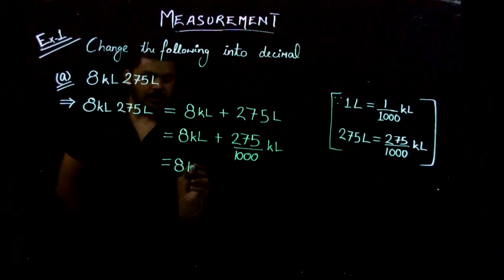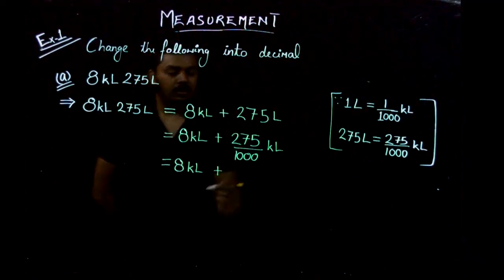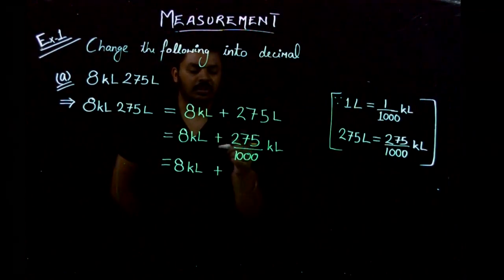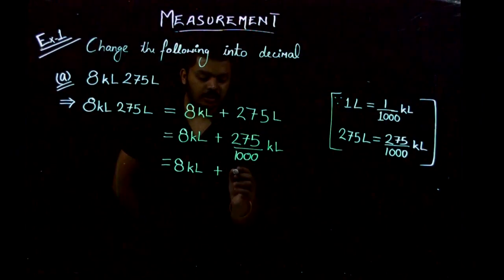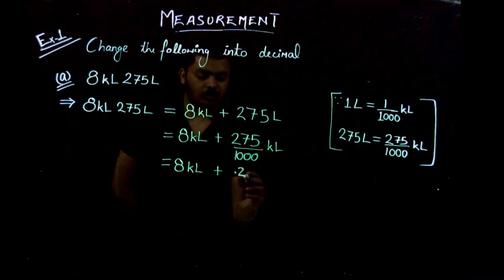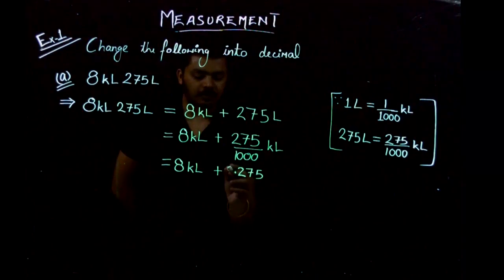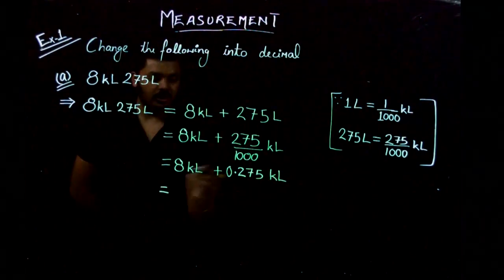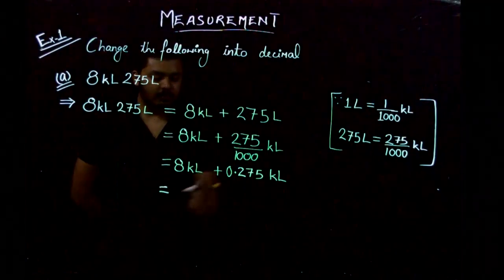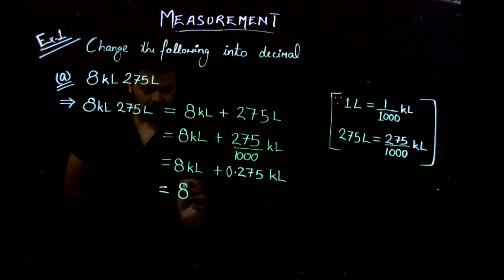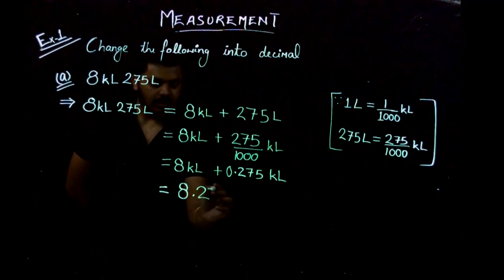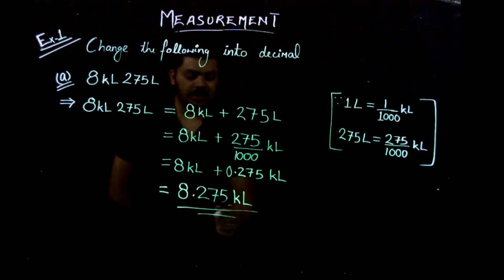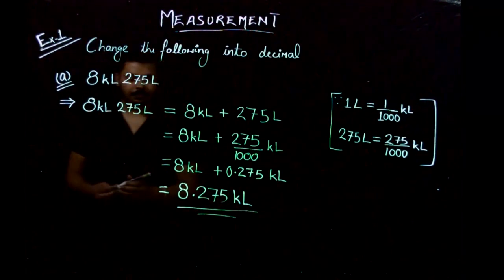Now it becomes 8 kiloliter plus, and to convert it into decimal form, since there are 3 zeros, place the decimal before 3 digits, 1, 2, 3. So it becomes 0.275 kiloliter. Now add both the terms. As both are in kiloliter, we can add them, so it becomes 8.275 kiloliter. So this is the decimal form for our question.